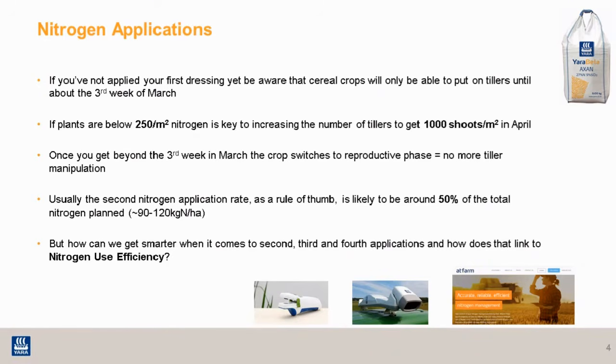So in terms of the rate of nitrogen, how much should you apply? Then, as I've mentioned, we know it's going to be roughly about 50%, but can we get smarter about this and subsequent nitrogen applications? And luckily, the answer is yes. It's about using the right practices and tools to link to nitrogen use efficiency.